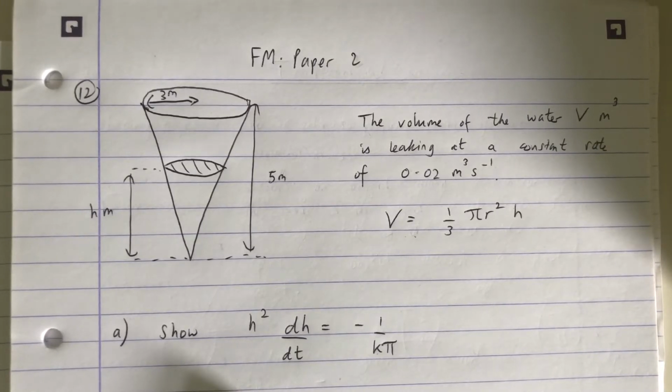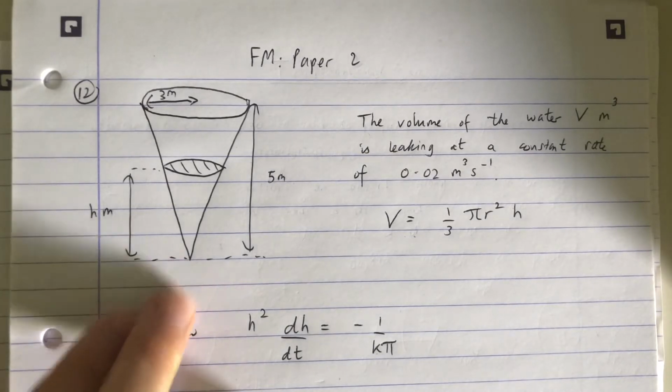Just going to go through question 12 from the Further Maths Internal Exam, Paper 2. We've got an inverted cone with water inside the cone. The volume of the water is V meters cubed. We're told the radius at the top is 3 meters. The total height of the cone is 5 meters. The height of the water inside the cone is an unknown variable, h meters.